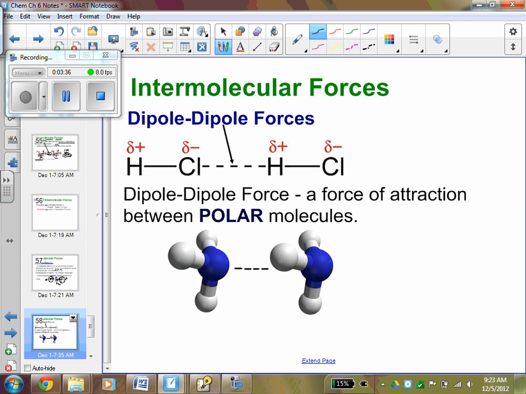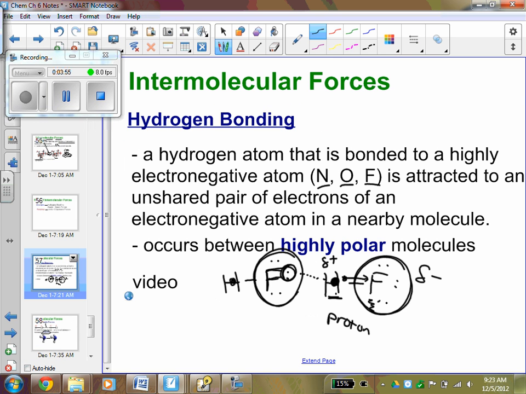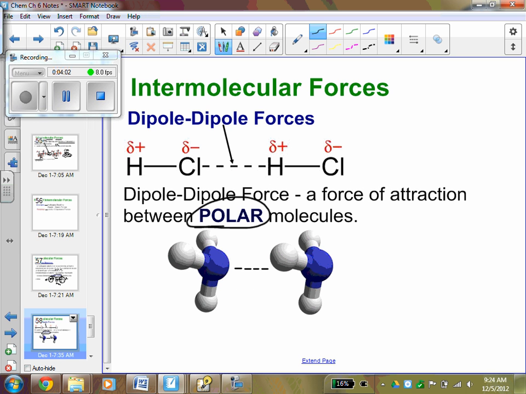Next, we have just regular old generic dipole-dipole forces, which don't happen to be hydrogen bonds. And this is a force of attraction between polar molecules. So that's what you've got to understand here, the force of attraction between polar molecules. So hydrogen bonding is a special type of dipole-dipole force of attraction between highly polar molecules. Dipole-dipole forces of attraction are forces of attraction between polar molecules. So if they're polar, they are dipole-dipole no matter what, okay?